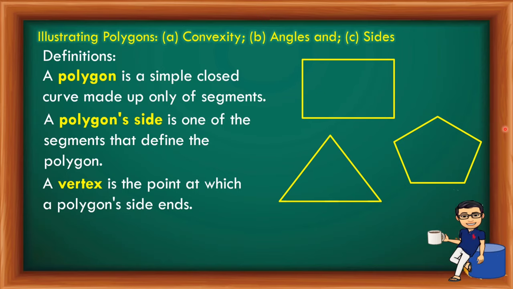Another thing is the vertex. A vertex is the point at which the polygon's side ends. So kung ito ang ating side ng polygon, ito yon, ito yon, ito yon. Ito yung kanilang endpoint. So itong segment na to, o side na to, ito yung endpoint.